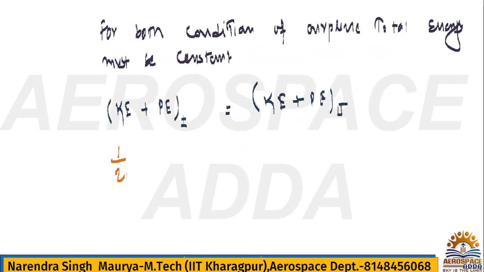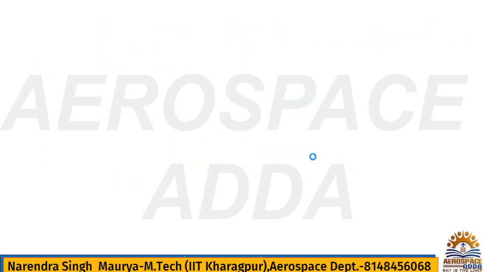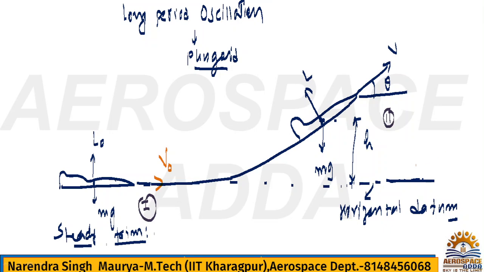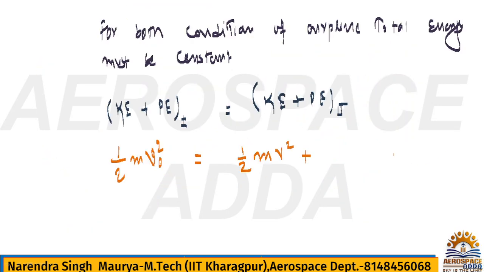So what is the kinetic energy? The mass of the airplane is M and velocity is V naught, so half m V naught square will be the kinetic energy for point 1. At point 2 the kinetic energy will be half m, velocity becomes V, V square, plus potential energy. What is the potential energy? It is because of the height. What is the height? It is the gained height h. So mgh is the potential energy, that you know. You need to remember this equation, it is very important. Even a question may be asked, so for both points you have to balance the total energy in case of phugoid.